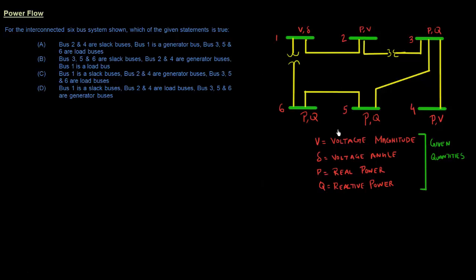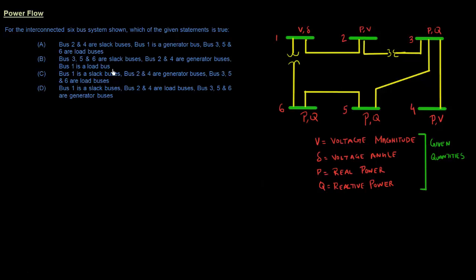So this is a 6-bus system that you've been given. And these are the quantities on each of the buses that are known to you. So for example, on bus 1, you know the voltage magnitude and the voltage angle. On bus 2, you know P and V, so you know the real power as well as the voltage magnitude. So there are two quantities known and there are two unknowns. And that is what basically defines or differentiates one bus from the other.